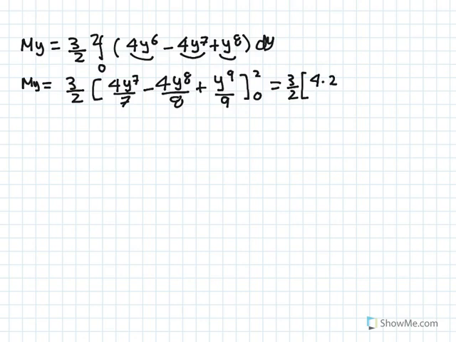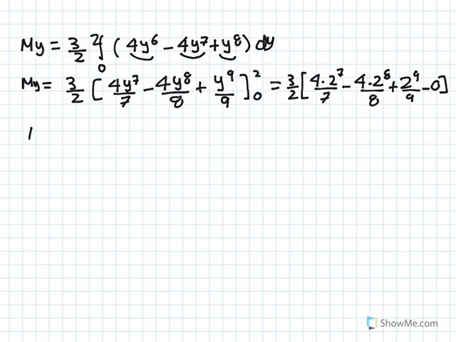We get 4 times 2 to the 7, divided by 7, minus 4 times 2 to the 8 divided by 8 plus 2 to the 9 divided by 9. I'm putting 0, it's just going to give us 0.